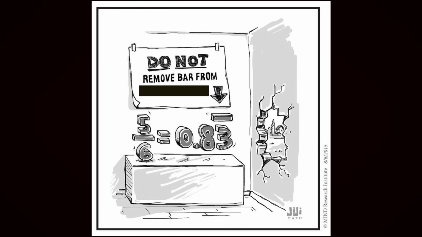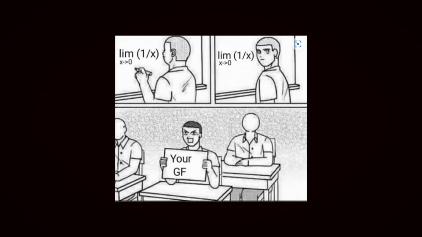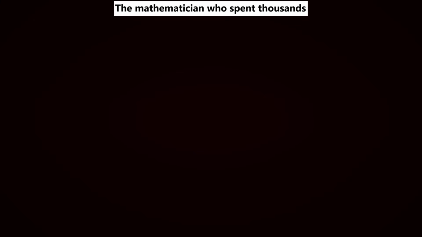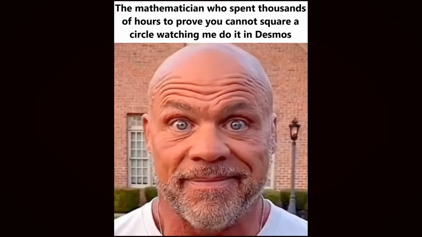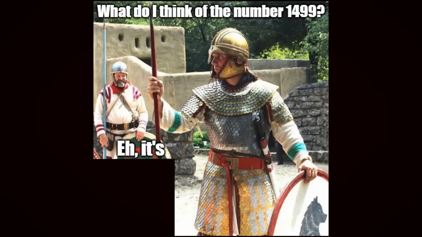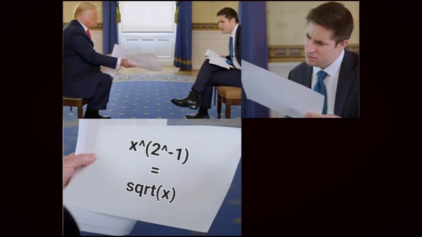Do not remove bar from repeating decimal. Limit of 1 divided by x. Your girlfriend. Limit of 1 divided by x equals doesn't exist. The mathematician who spent thousands of hours to prove you cannot square a circle watching me do it in Desmos. What do I think of the number 1499? It's a bit mid. x to the power of 2 to the power of -1.